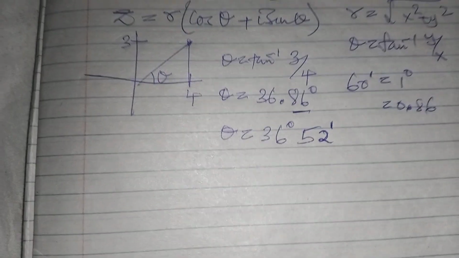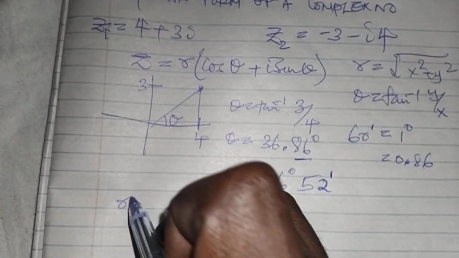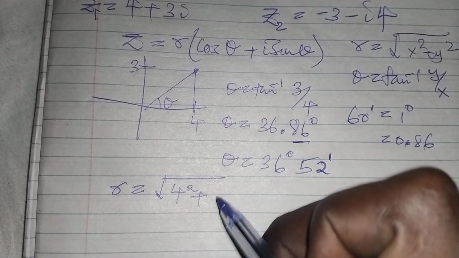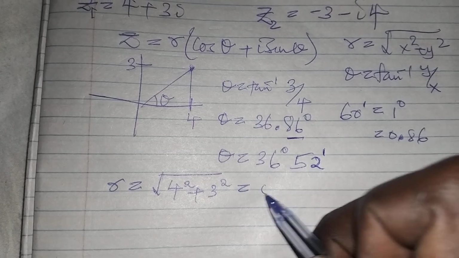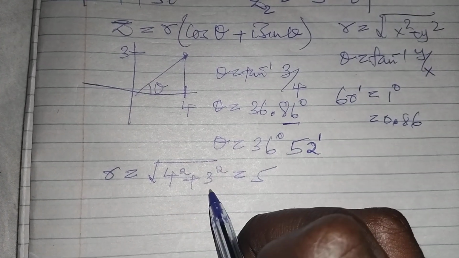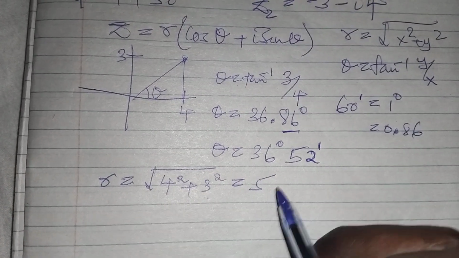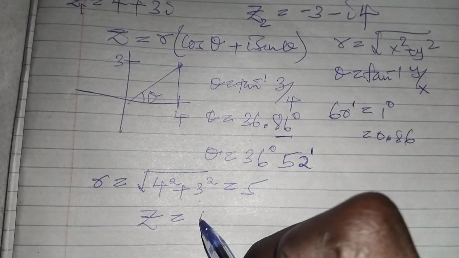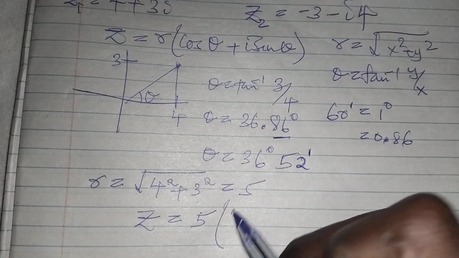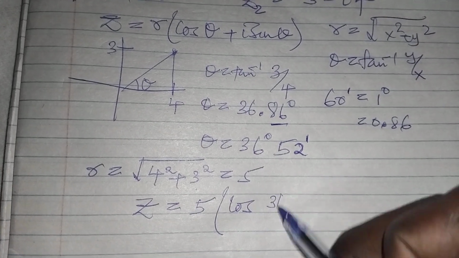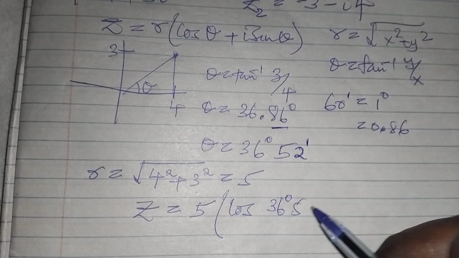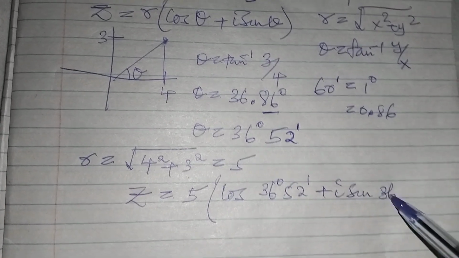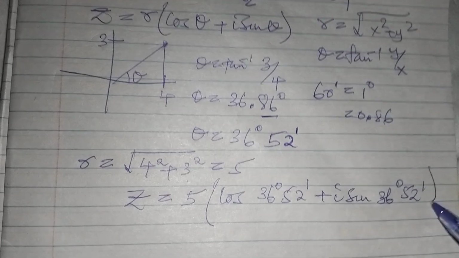minutes. Then you can find r with the square root of 4 squared plus 3 squared. This is 16 plus 9, which is 25, and the square root is 5. So now your z in polar form will be 5 into cos 36 degrees 52 minutes plus i sine 36 degrees 52 minutes.